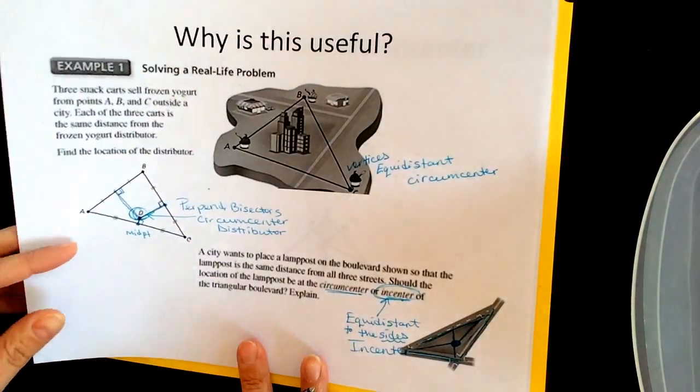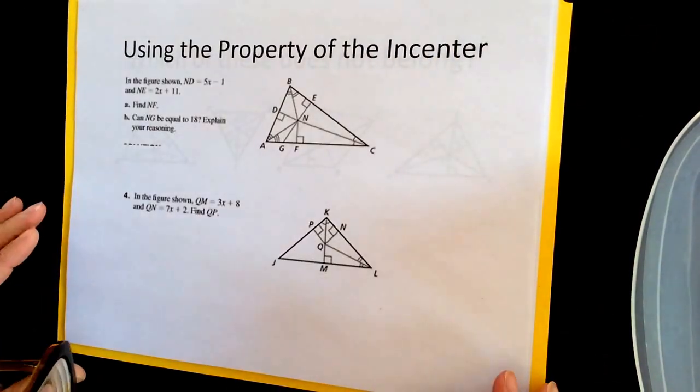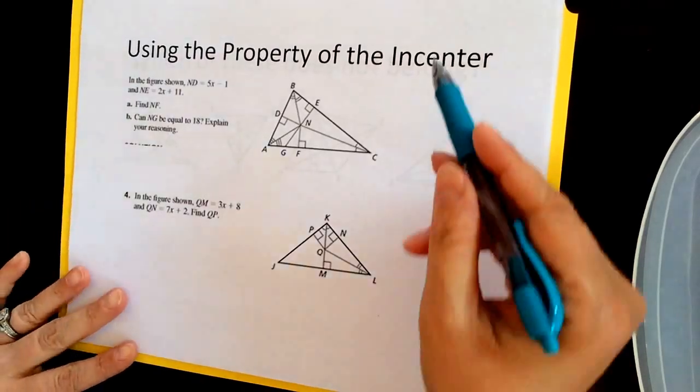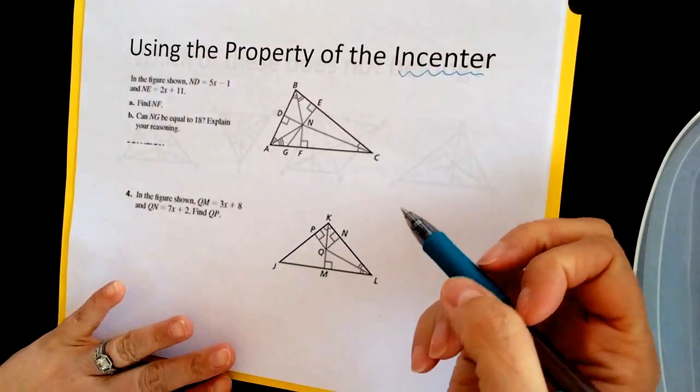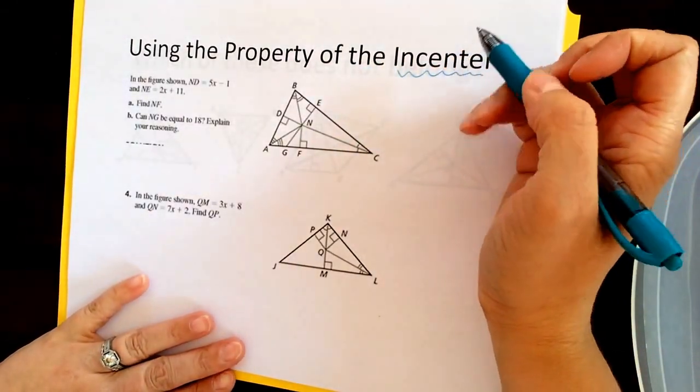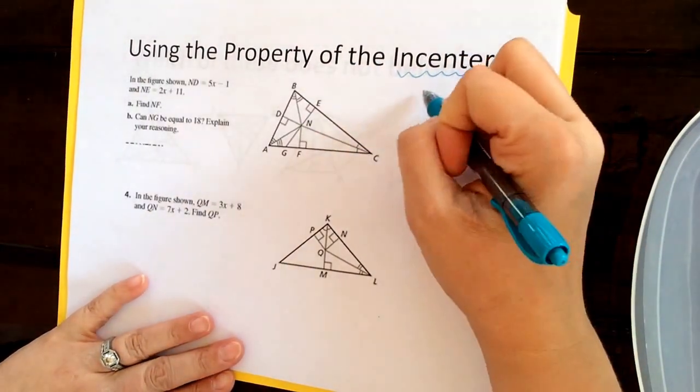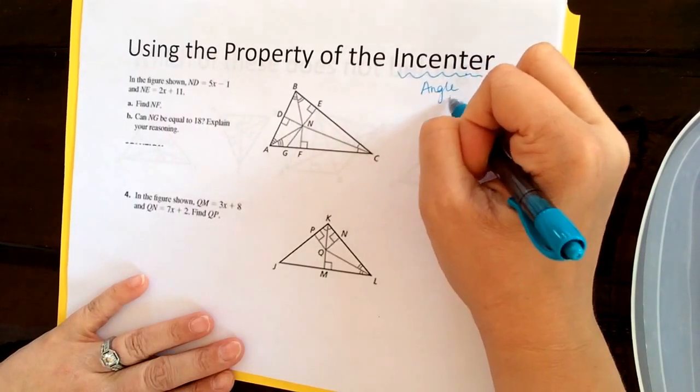So that's how they could use that in a real life situation. Okay, so now we're going to dive into the mathematics of just the incenter a little bit more. So in this figure, please understand what you're looking at. If I'm the incenter, then I have angle bisectors.